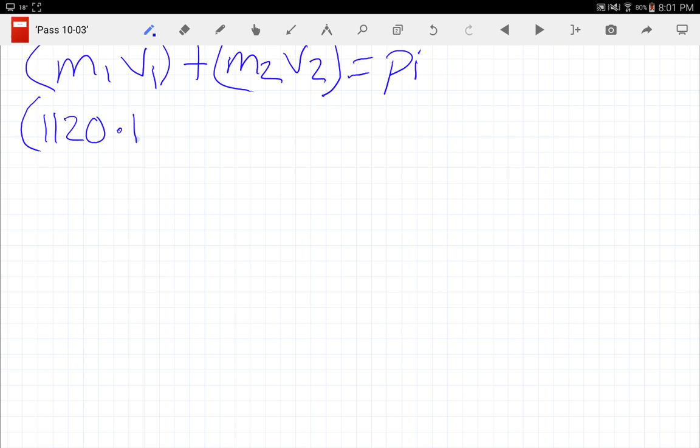Always keep your units. I'm not going to, for the sake of writing on this, but keep your units. Don't take on my bad habits. Is it kilograms and then meters per second?